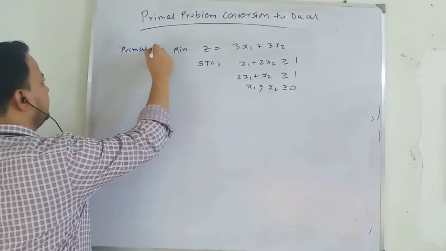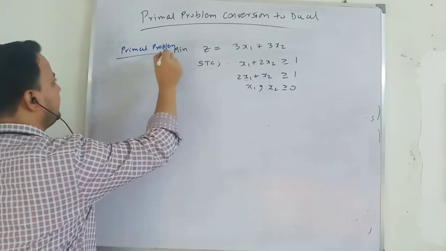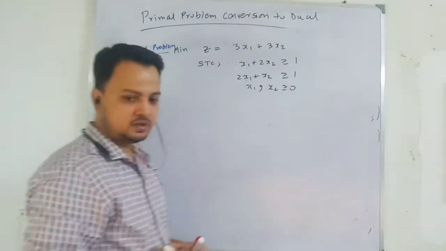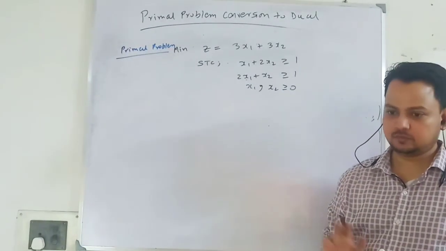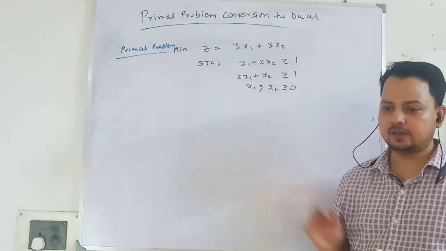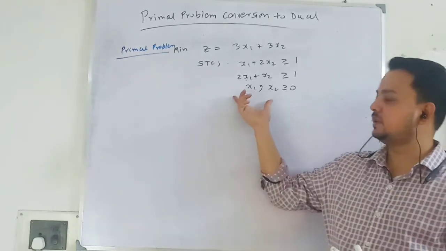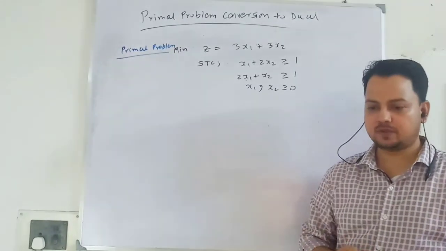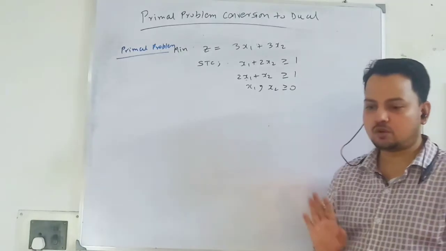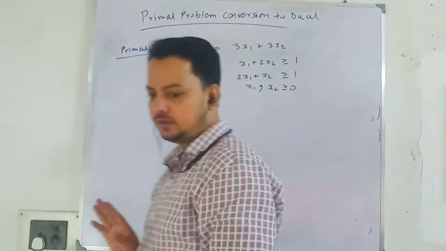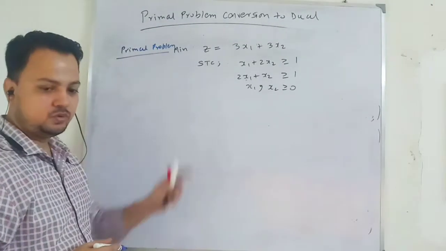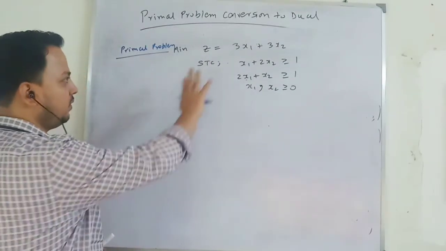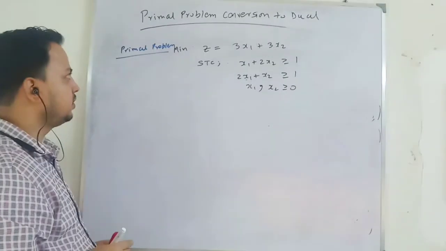In the question, they ask you to convert this primal problem into the dual problem, and then solve that dual problem graphically, the graphical method that we have done in linear programming problems. In order to solve it graphically, we need two decision variables. So first step, in order to convert to the dual problem, convert this into standard form. Right?